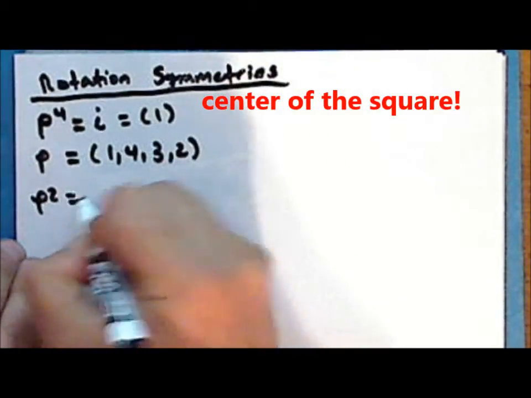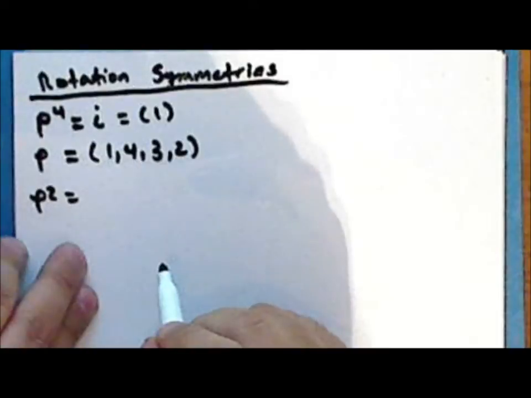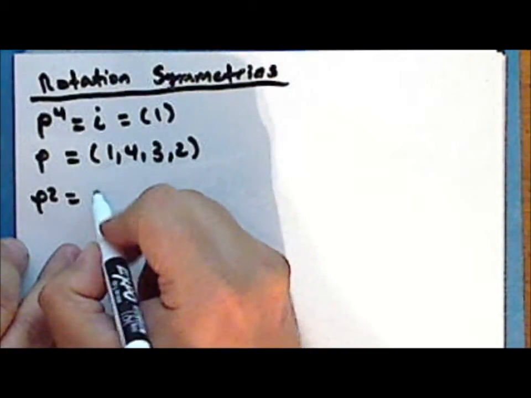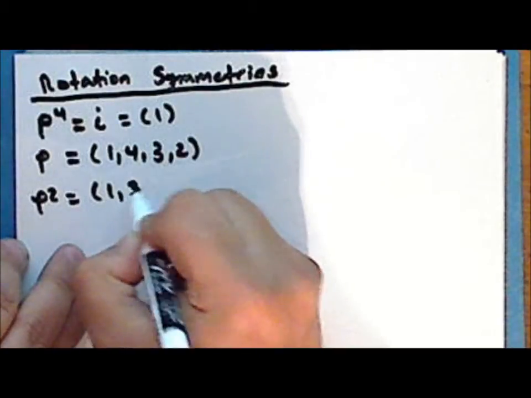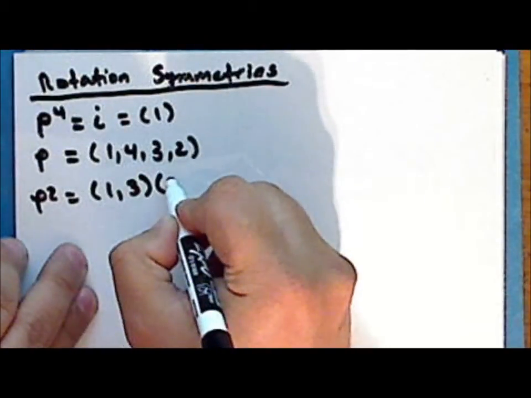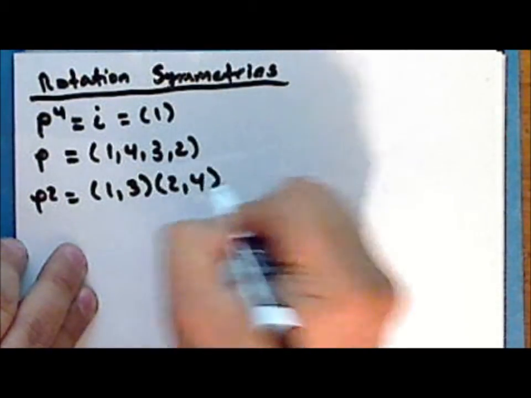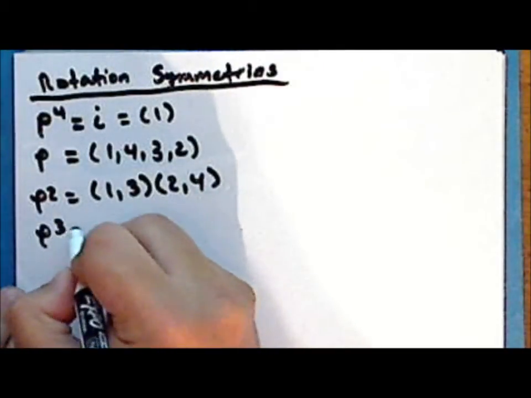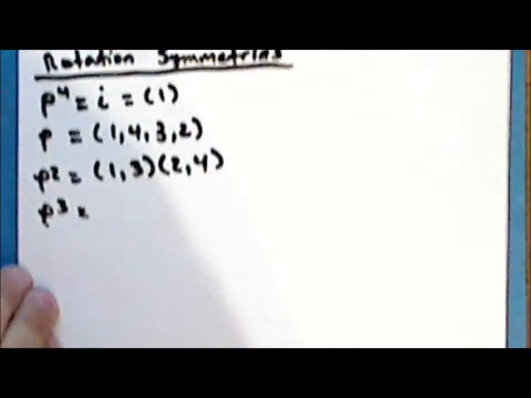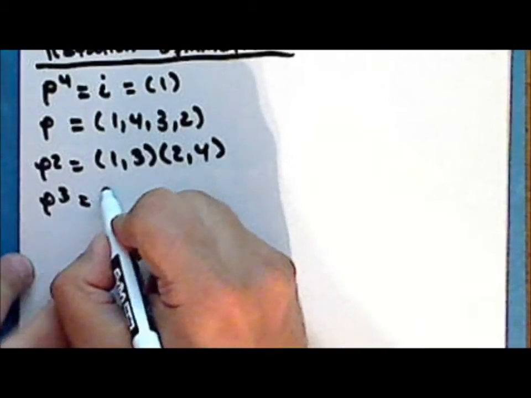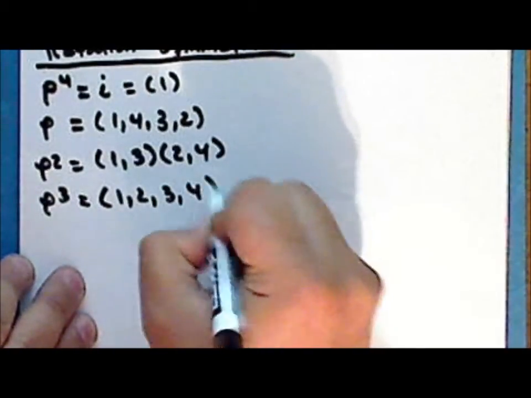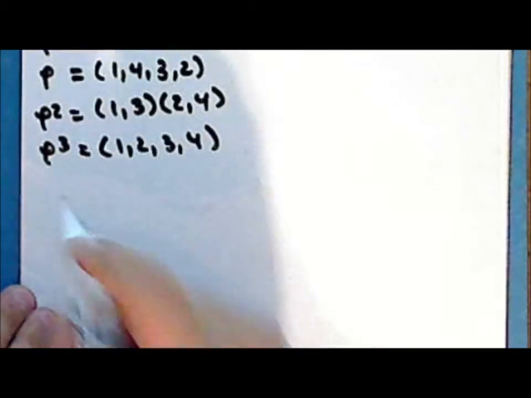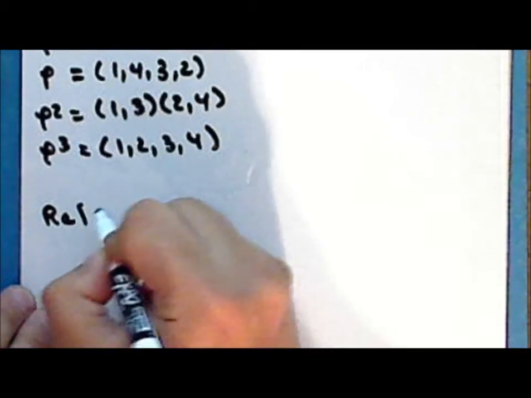Rho squared, which is rotation by 180 degrees counterclockwise about the center. It is equivalent to the pair of disjoint cycles 1 to 3, 2 to 4. And rho cubed is rotation by 270 degrees counterclockwise. And this is the cycle 1 to 2 to 3 to 4. There are 4 reflection symmetries.